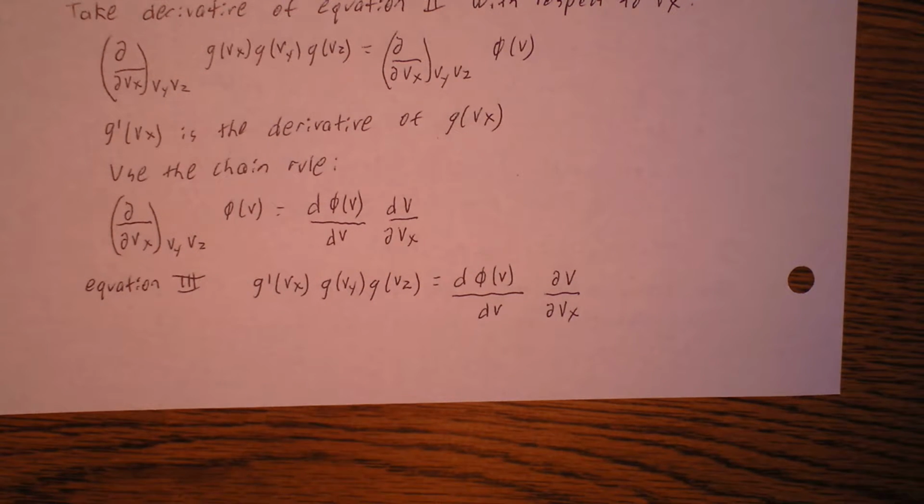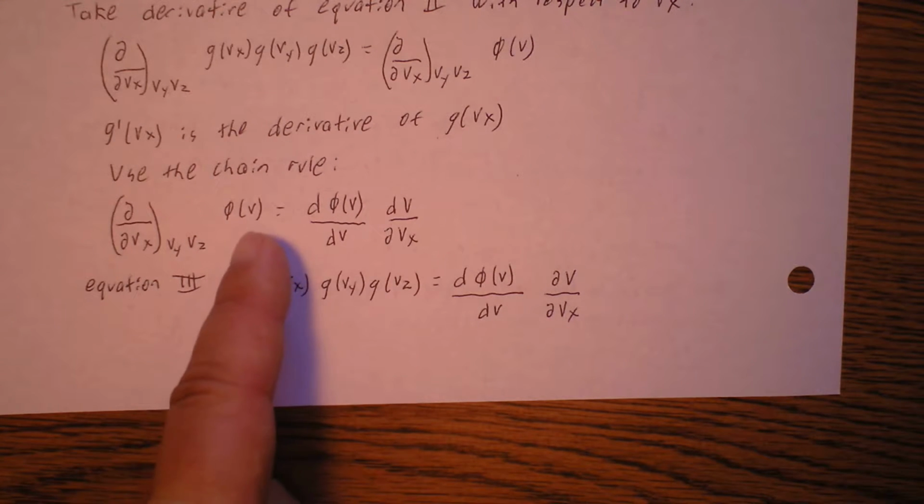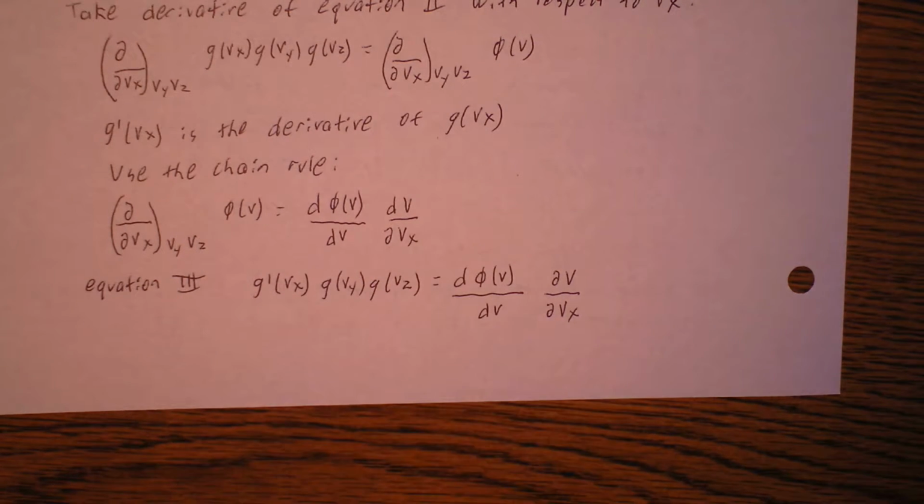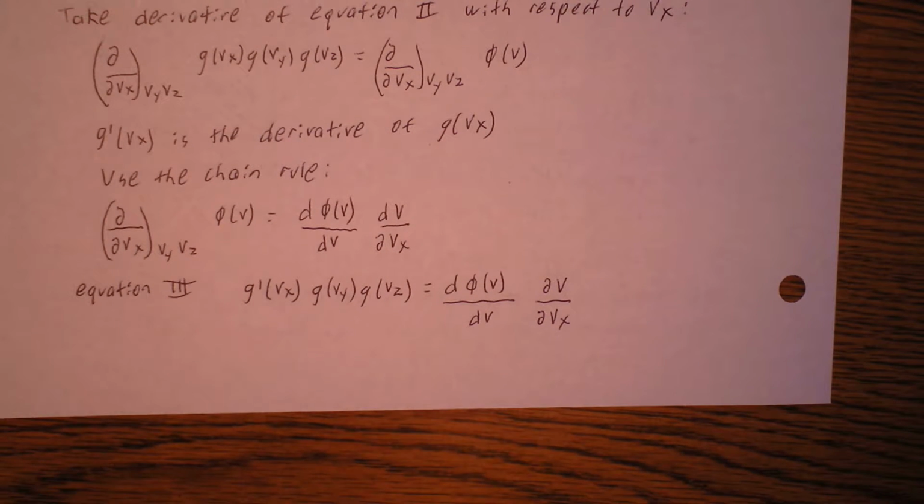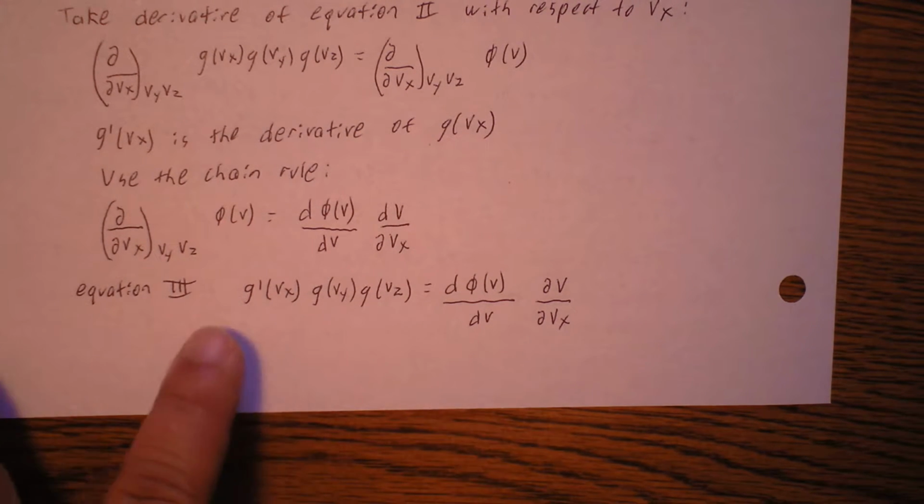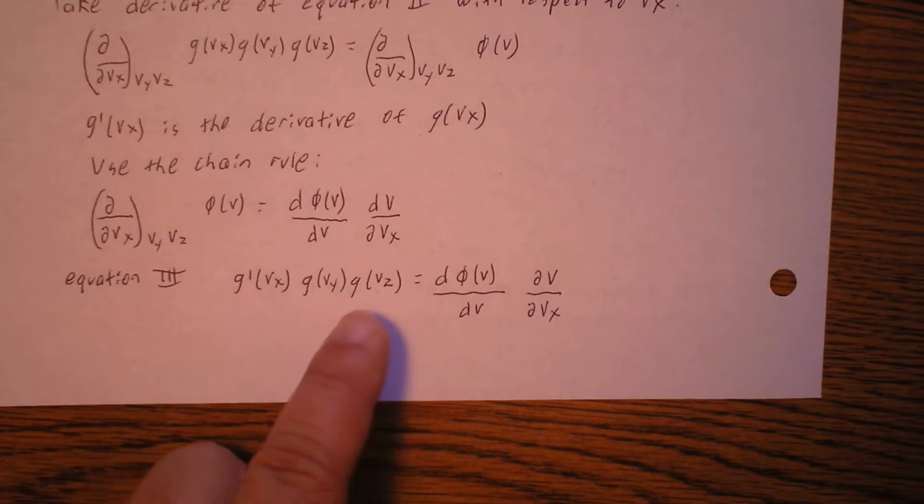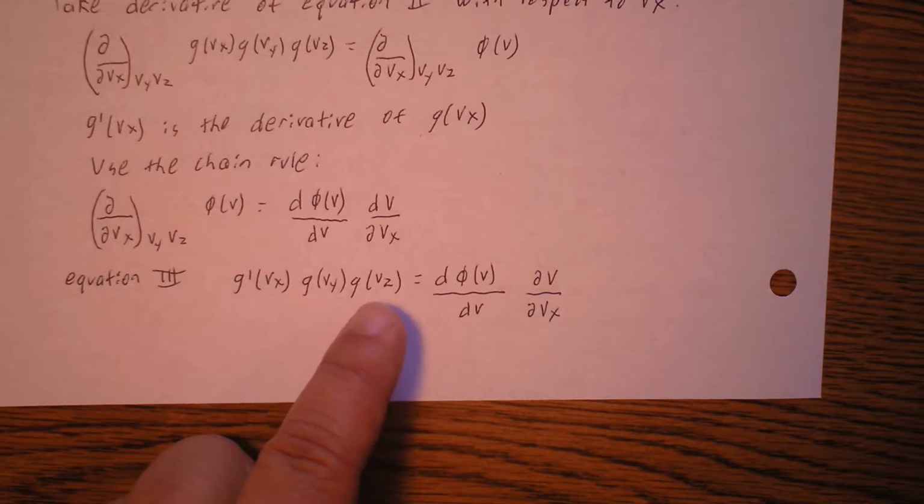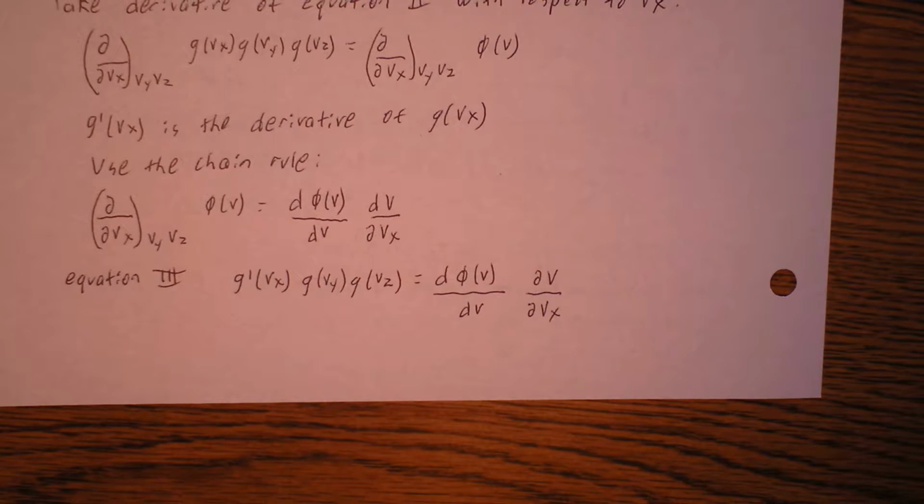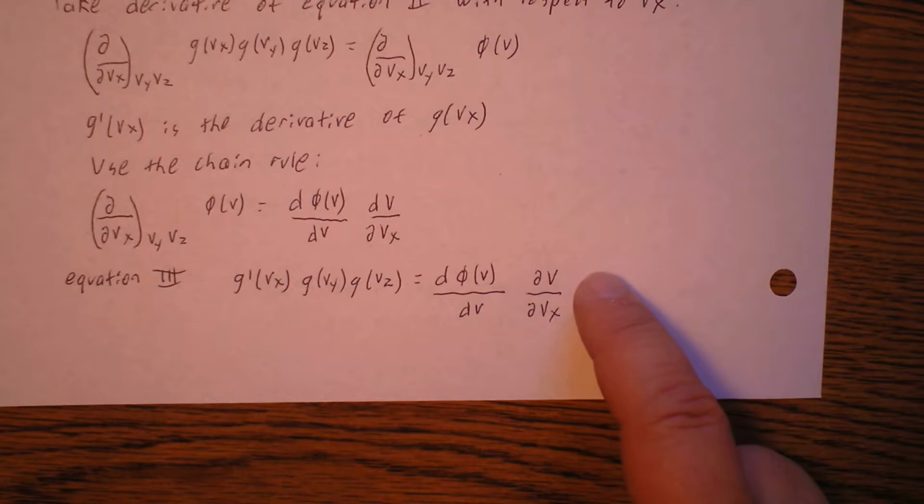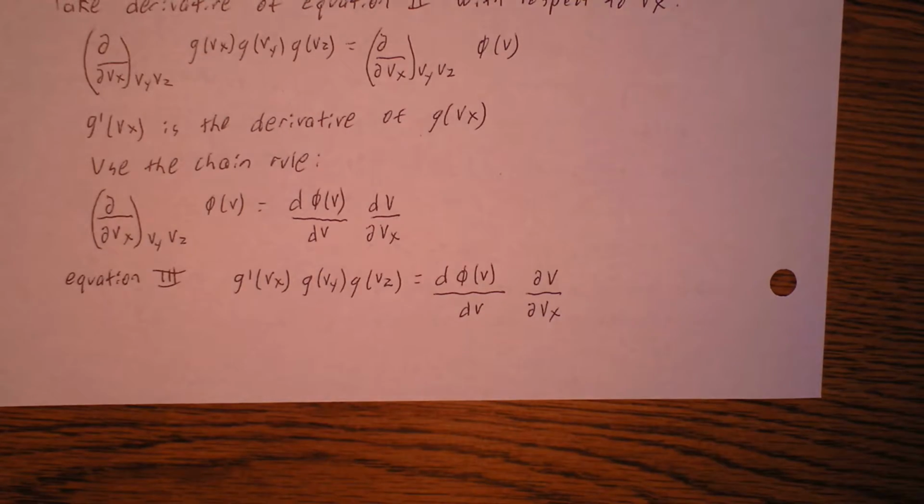So we have the partial derivative with respect to the x component holding y and z constant of phi of v. That's going to be the derivative of phi of v with respect to v times the differential of v with respect to x. So equation 3, we're going to have g prime v of x times g of v of y times g of v of z, and that's going to equal the derivative of phi of v with respect to v times the partial derivative of v with respect to the x component.